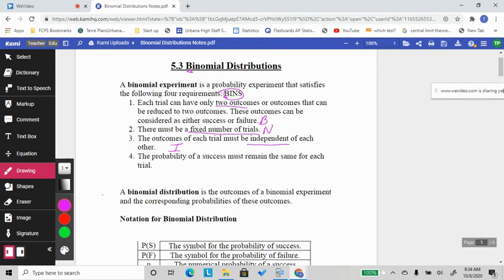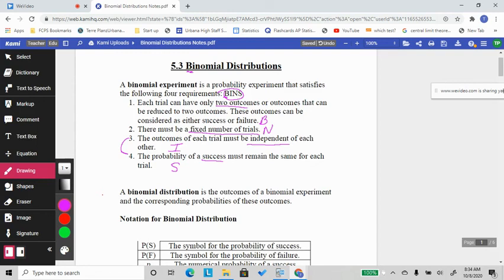And then the last one is the S. The probability of success must remain the same. These two kind of go together. You can kind of lump them together. You can't change the probability. So if you're card pulling, you have to put the card back so the probability of an ace, which is 4 out of 52, stays the same each and every time.